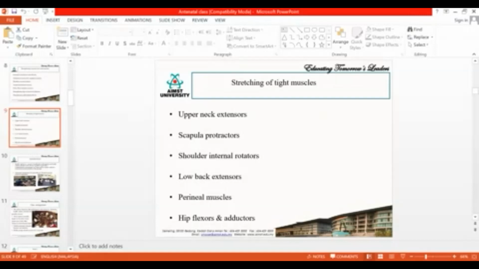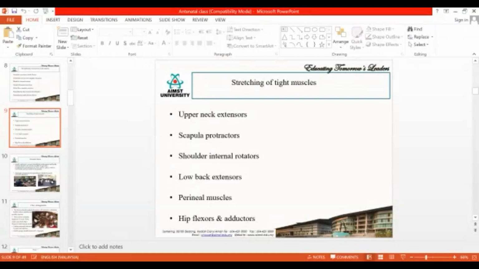Then you can also stretch SCM. You can also stretch upper trapezius. So all these will help you to relax your extensor muscle. Is that clear? Then for scapular protractors, that is to stretch your pectoralis major and minor. So to stretch your pectoralis major and minor, you need to make them stand at a corner of a room. So they can keep one hand on one wall, another hand on another wall. Then they can do the stretching.